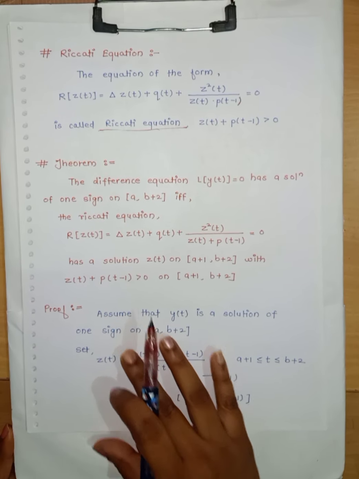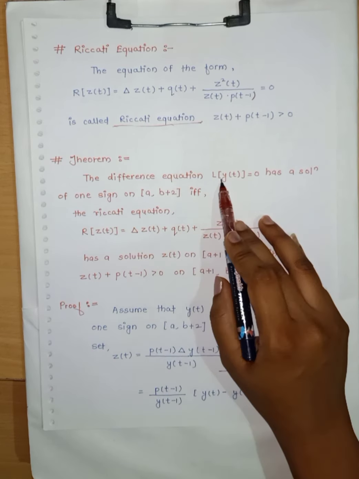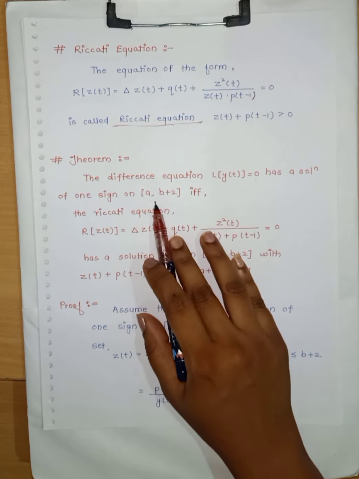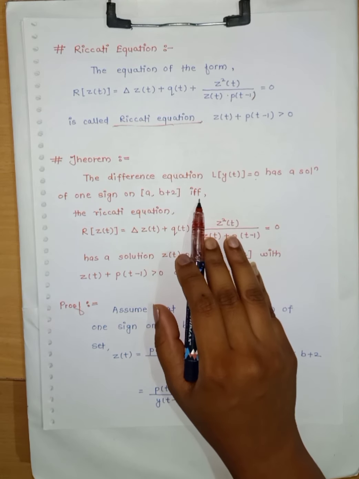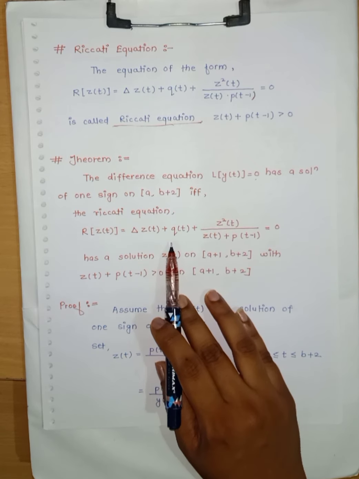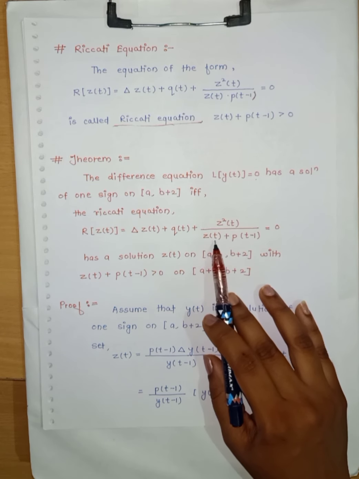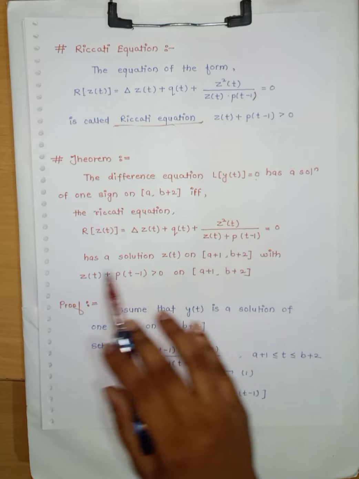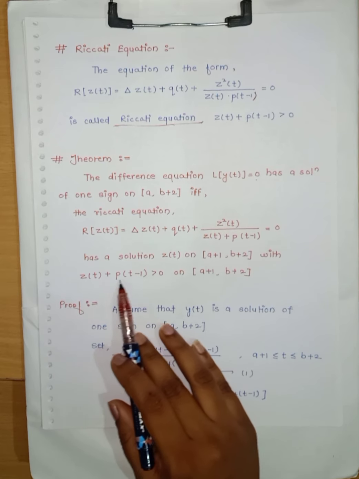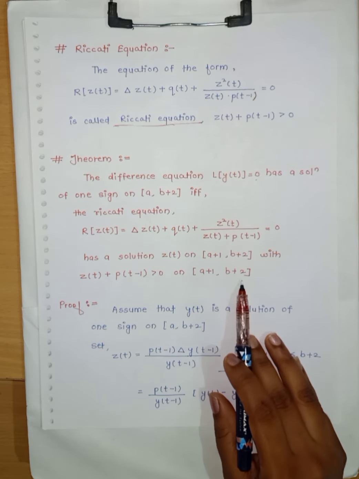Now we will state the theorem on the Riccati equation. The statement is: the difference equation L of y of t equals 0 has a solution of one sign on the closed interval a, b plus 2 if and only if the Riccati equation R of z of t equals delta z of t plus q of t plus z square of t upon z of t plus p of t minus 1 equals 0 has a solution z of t on the closed interval a plus 1, b plus 2 with z of t plus p of t minus 1 greater than 0 on the closed interval a plus 1, b plus 2.